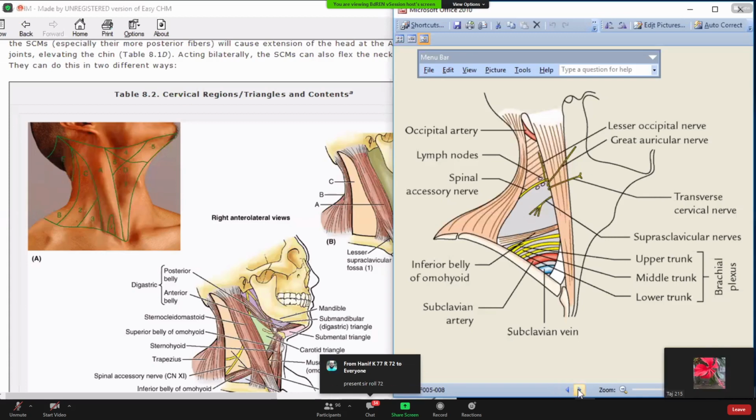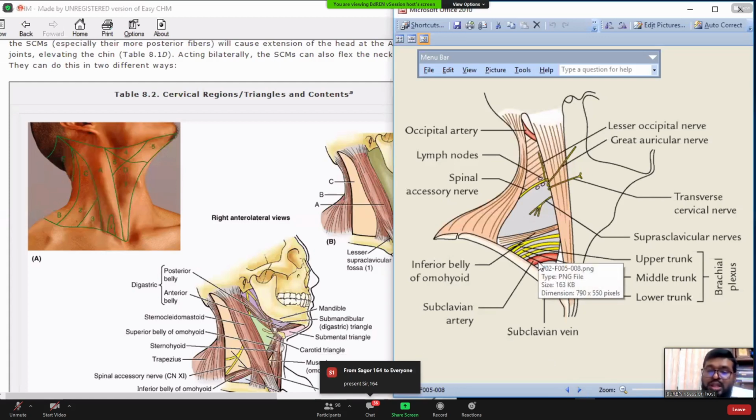It was mistakenly given directly into the subclavian artery and the patient immediately died. Very simple thing but very question of life and death is here, right?